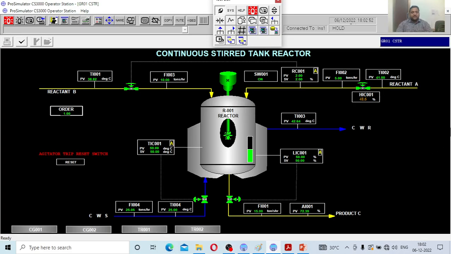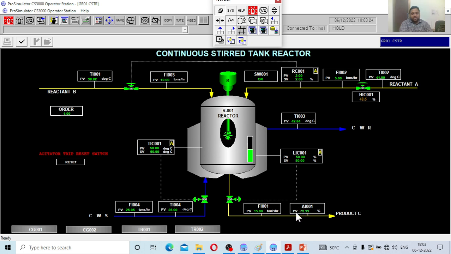This is what the CSTR looks like. As you can see on the screen, there is a jacket which is supplied with the blue line, which is cooling water, because an exothermic reaction is going on inside. There is a stirrer attached to the vessel which makes it a CSTR. You can turn the stirrer on and off. You can see how many controllers are involved. The objective is to get the reaction and to increase the conversion percentage.